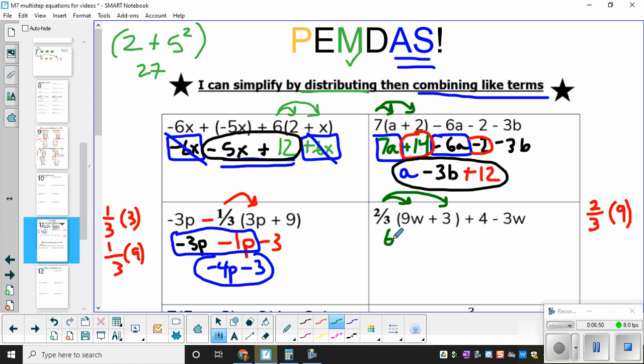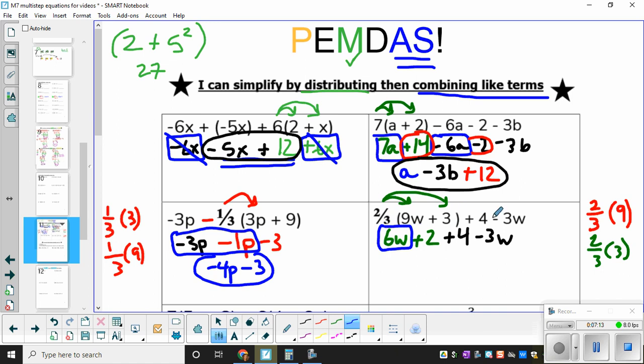So this is going to be a 6w. And then when we do 2/3 of 3, we got 3 divided by 3 is 1 times 2. So that's going to be a +2. So we've distributed. And now let's just bring down the other two terms. All right, cool. Now we're going to combine the like terms.